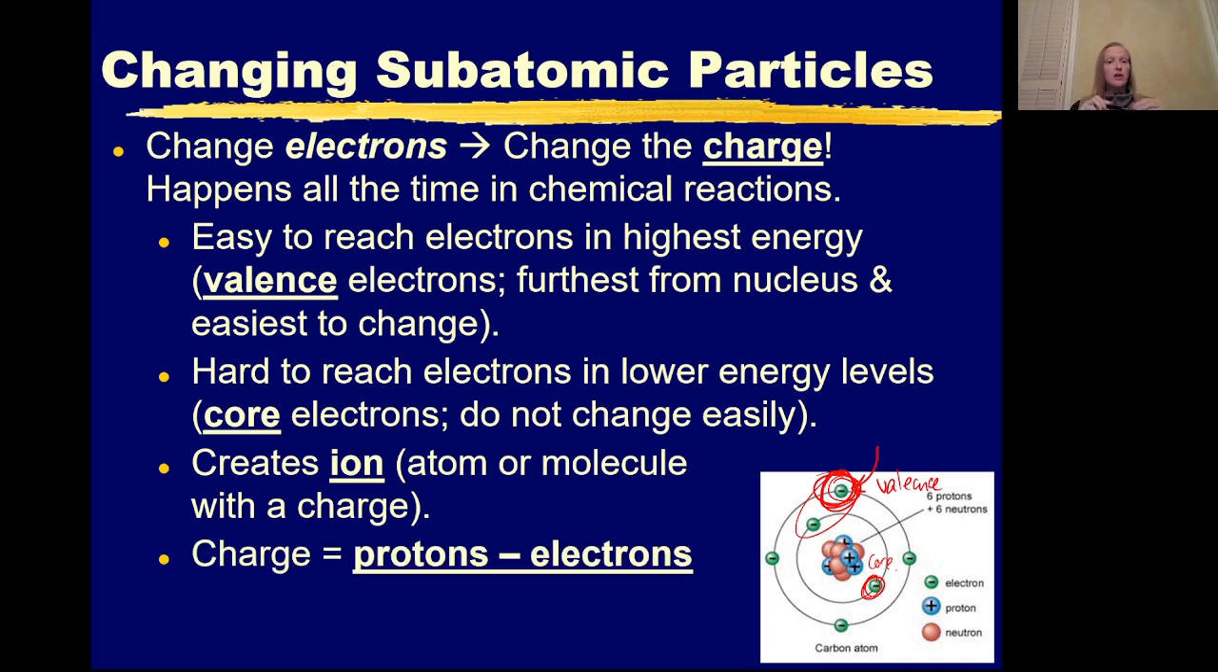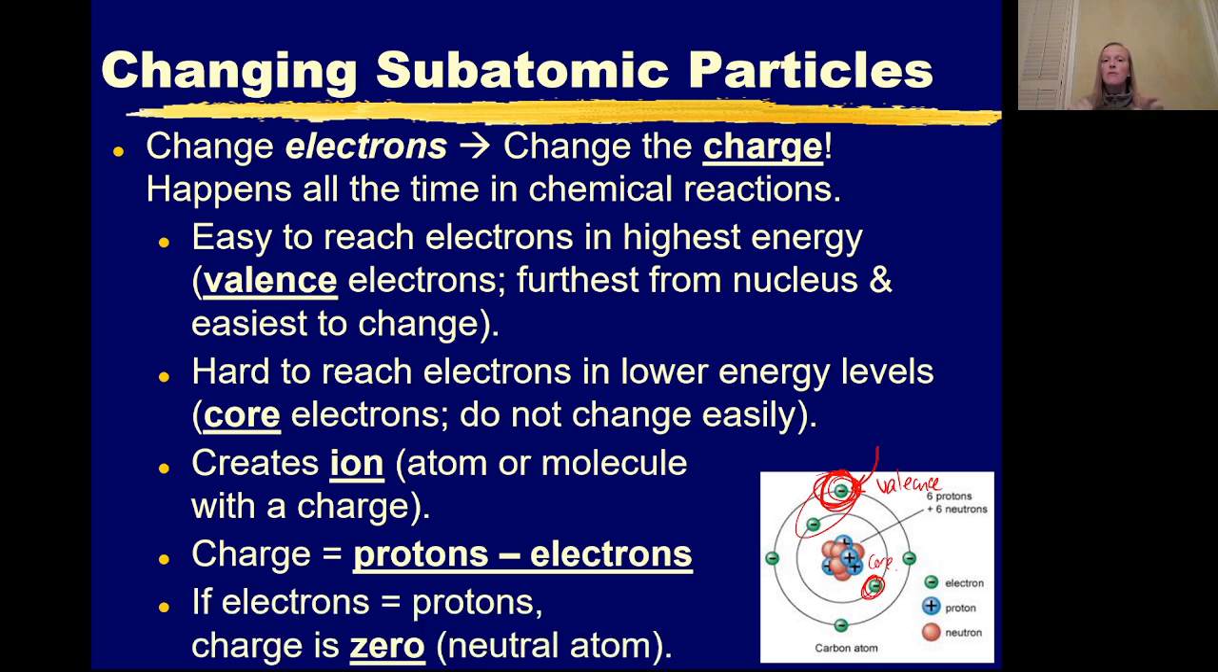You can calculate charge by doing protons minus electrons, and if protons equals the electrons, then your charge is 0 because you're subtracting two numbers with the same value, like 6 minus 6 is 0. So an atom with 6 protons, 6 electrons would have a charge of 0.